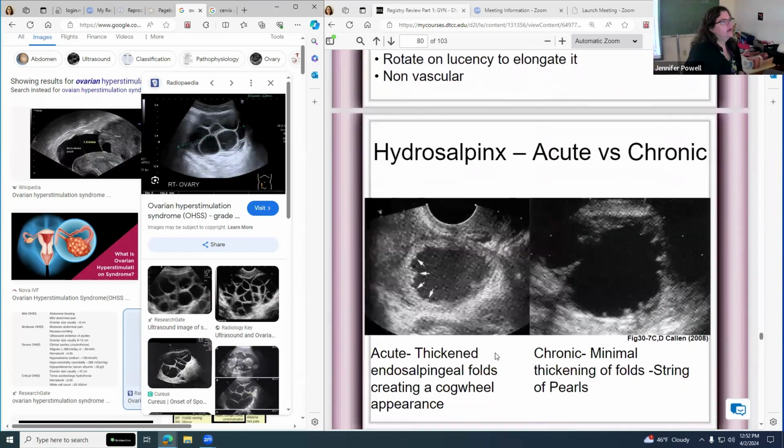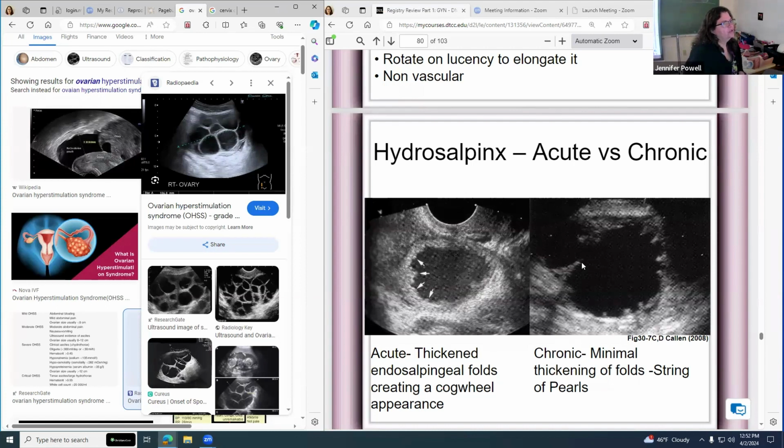Okay, hydrosalpinx, acute versus chronic. Acute: thickened endosalpingeal folds, creating a cogwheel appearance. So you might have these little protrusions sticking out that make it look like a cogwheel. Chronic may mimic it, with minimal thickening of folds. It looks like a string of pearls.